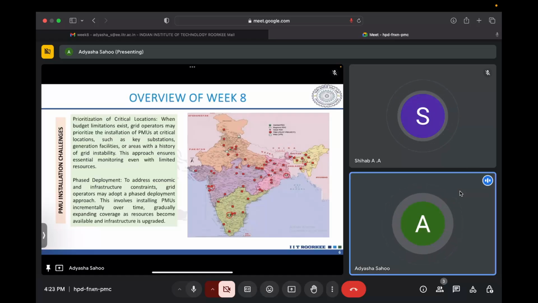budget constraint, basically the grid operators will prioritize the installation of the PMUs at the key substations, or those which are important substations according to the history of the grid. And hence, we have first installed the PMUs in the five regions we have: your northern, western, eastern, northeastern, and southern. And once this was done, in the next phase we are going for installation of other PMUs distributed across the country. So we do phased deployment of the PMUs.